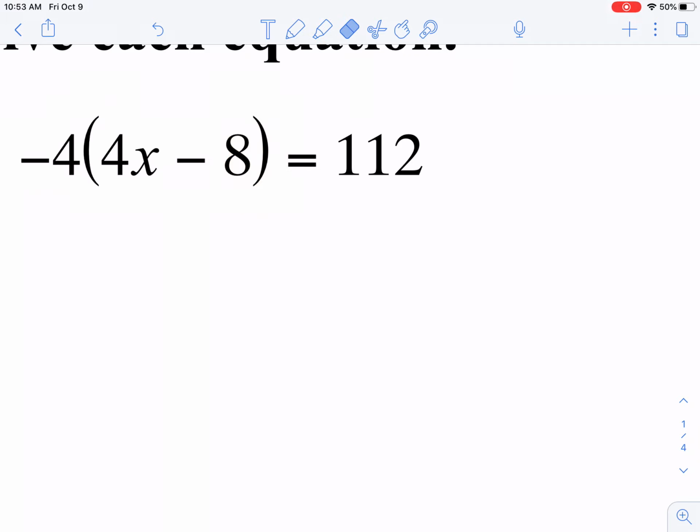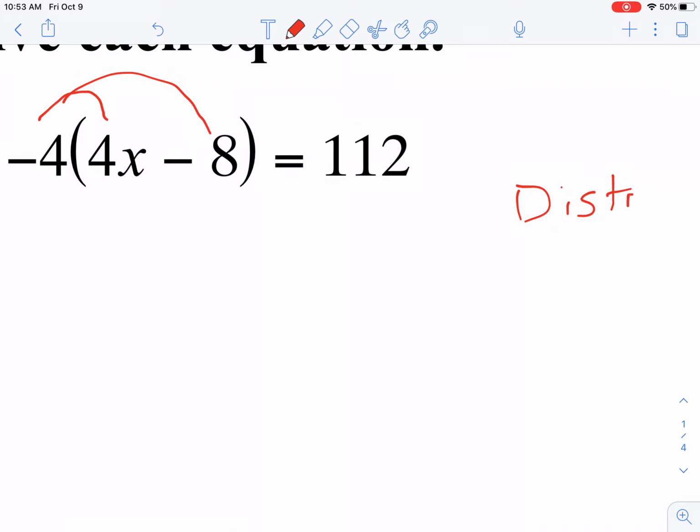So by distribute, it means distribute this negative 4 to both of the terms inside of the parentheses. So the first step that you're going to do is distribute. This is a simplifying step, so you only do it to the side that has the parentheses. So negative 4 times 4 is negative 16. X comes with it. Negative 4 times negative 8 is positive 32. Equals 112 drops down. And then now we have a two-step problem that we've done yesterday.